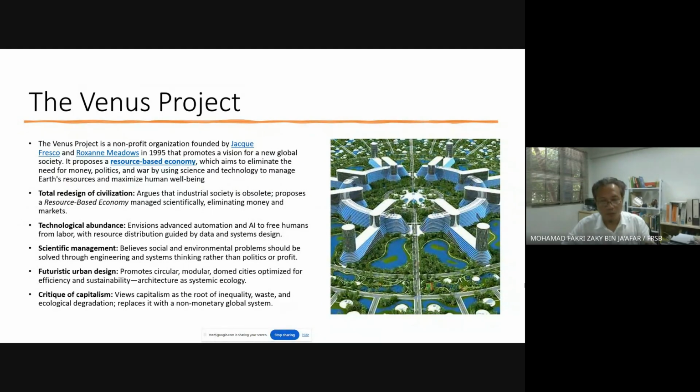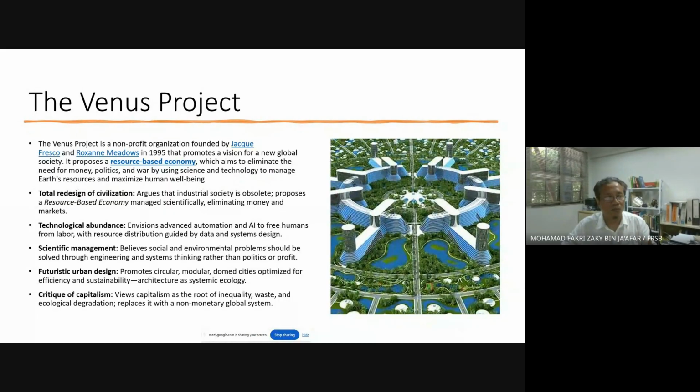One thing that we should know is that our economy now is based on growth. Growth does not consider what resources are needed for growth. So the Venus Project says that you must really understand what kind of resources are available to you. Okay, so it talks about a new way of organizing your civilization.